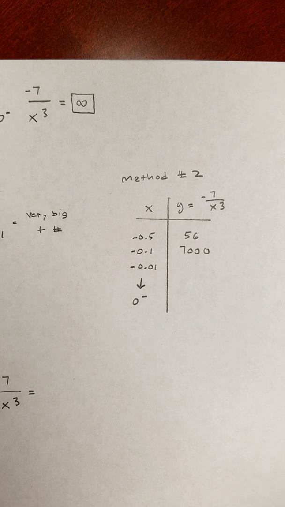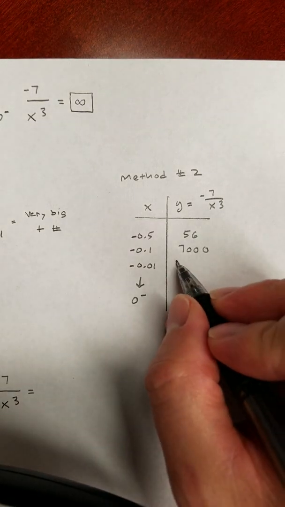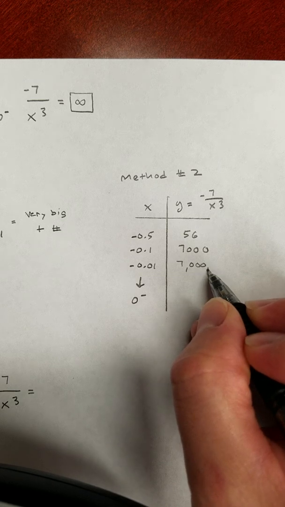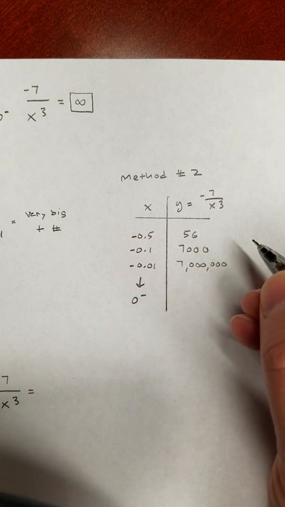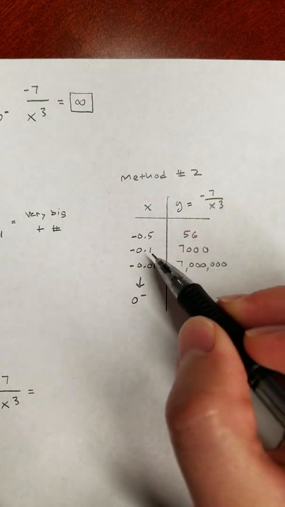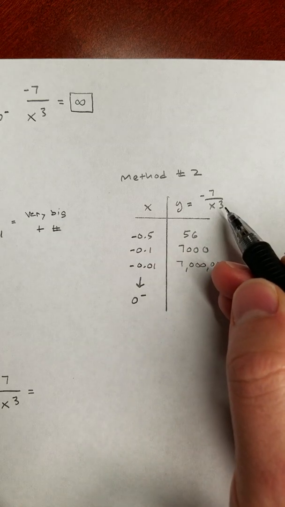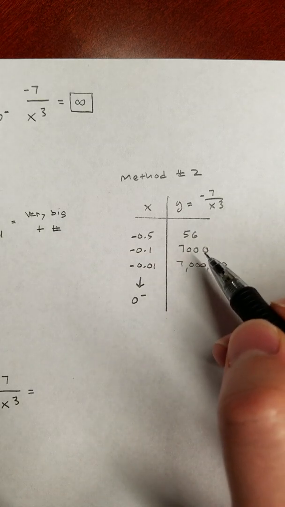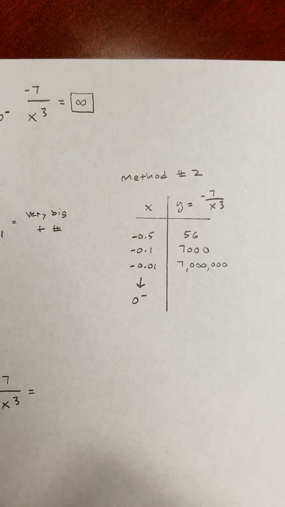Last one, negative 7. As if we need another one, I'll go ahead and do it. Divide by negative 0.01 to the third power, and that turns out to be 7 million, all right? Definitely a very big positive number, okay? So when we take these small numbers and take them to the third power, they get even smaller. And then when we divide, that division turns out to be even bigger.